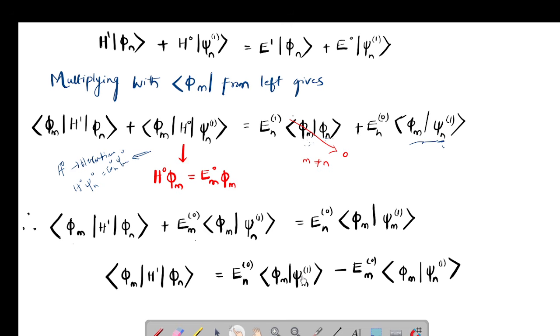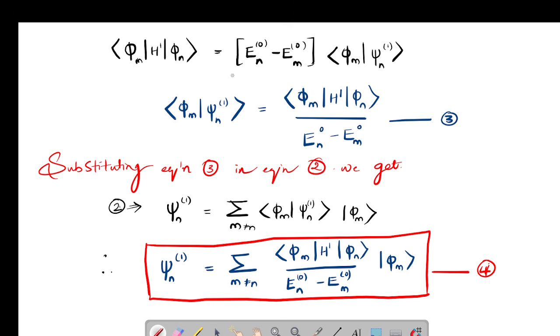So, we can write this equation as E n power 0 minus E m power 0 into the inner product of phi m and psi n power 1, isn't it? So, we can find the inner product of phi m and psi n power 1 as bra phi m H prime, H power 1, into ket phi n, divided by E n naught minus E m naught, isn't it?